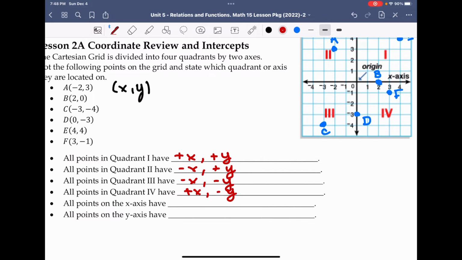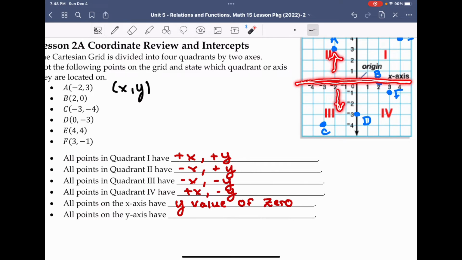All points on the x-axis have a y value equal to 0. Now, why is that? Because when we're on the x-axis, if I highlight the x-axis here, have I vertically displaced at all? No, I have not gone up or down at all.